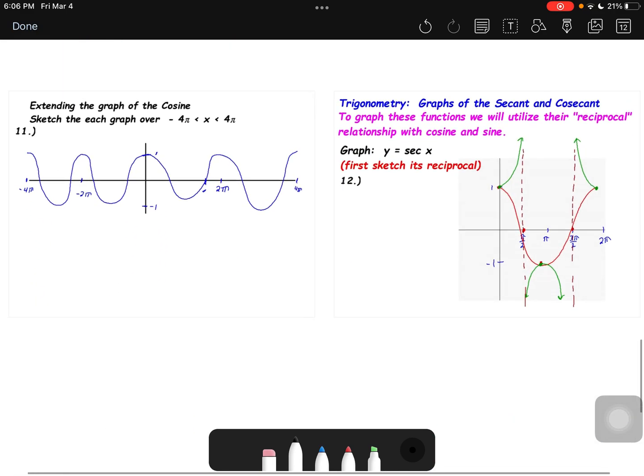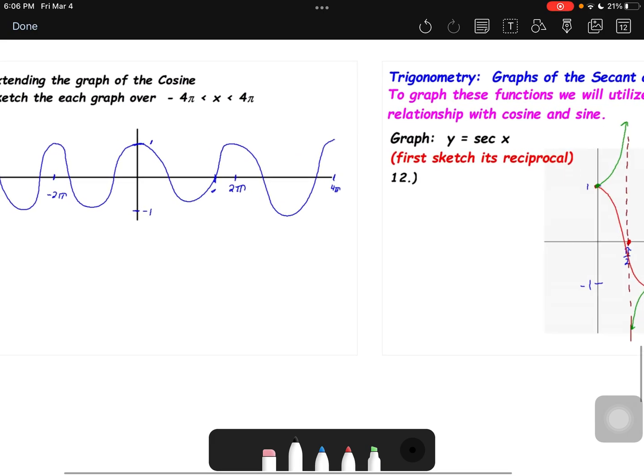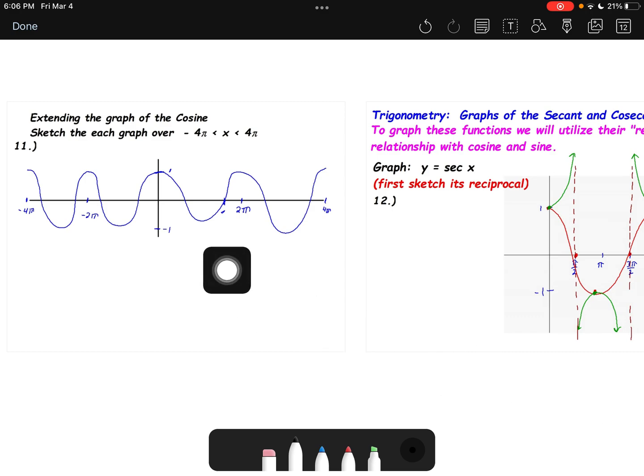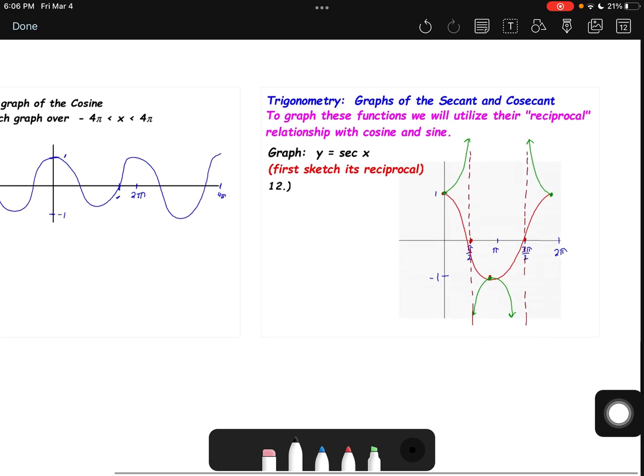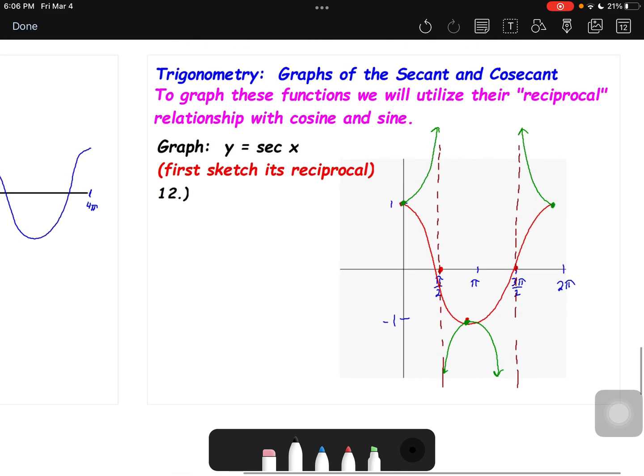Okay, and then finally, I think I'm going to skip 11 because all that this is asking us to do is graph cosine. We've already done that one and extending it the other direction, so I don't think that's too difficult. But what I do want to show you is how to sketch secant, and then also I'll do cosecant real quick. So when we sketch secant, we want to use its reciprocal function to help us do that.